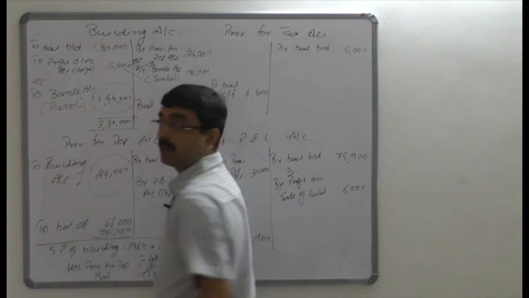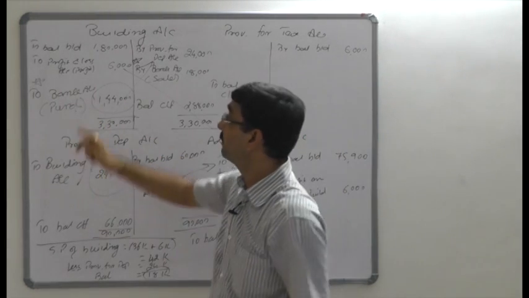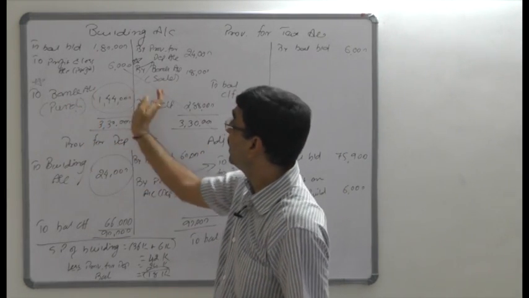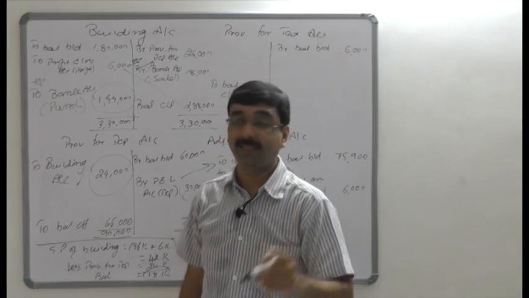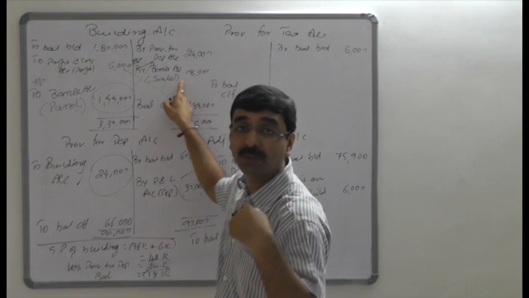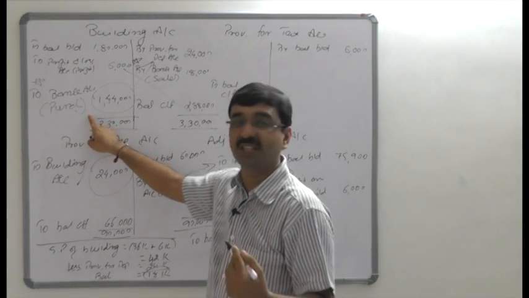Make a star here. We need to mark it over here, as I mentioned in the steps for solving the problems. These two entries would be directly recorded in the cash flow statement under investing activity. This is a cash inflow because of the sale of building. This is a cash outflow because of the purchase of building.